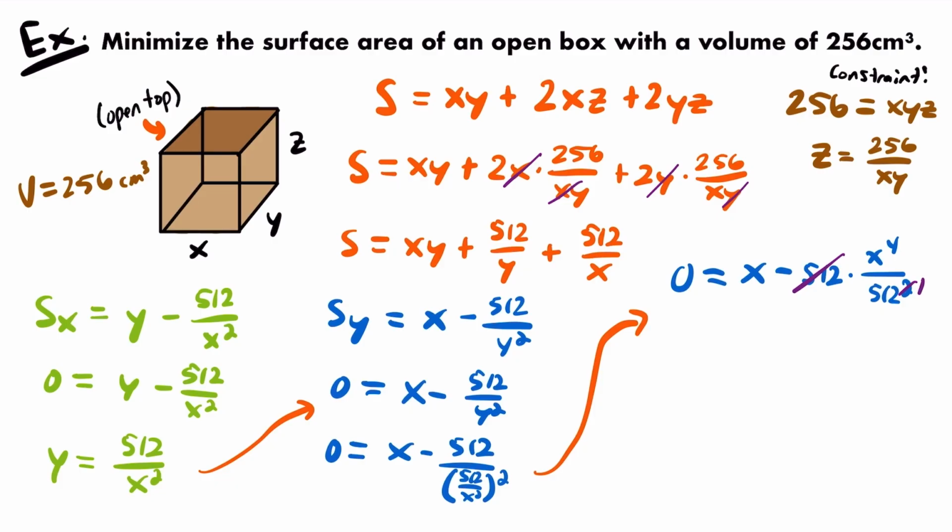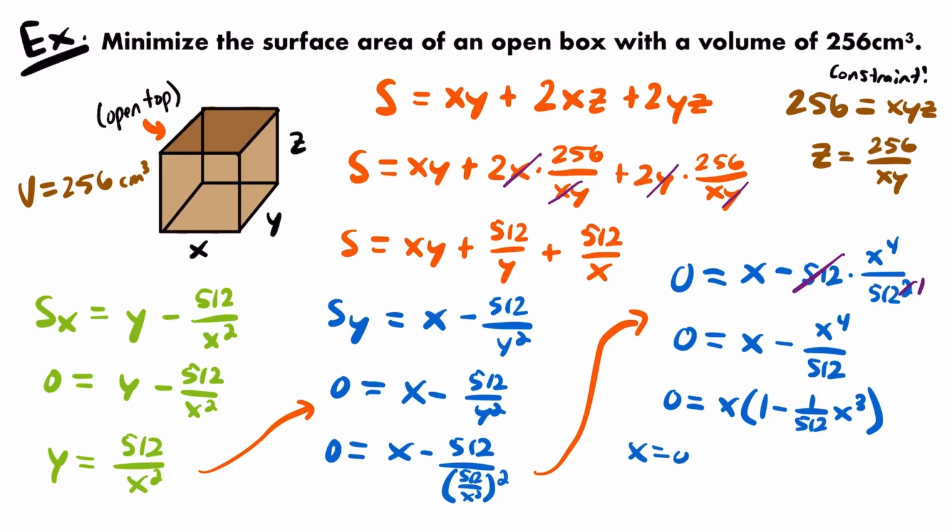Okay, so what we're left with is 0 is equal to x minus x to the power of 4 divided by 512. All right, and now we want to solve for x, and I notice that these two terms have a common factor of x that we can pull out. So we'll get 0 is equal to x times 1 minus 1 divided by 512 times x cubed, and then we can set each of these factors equal to 0. So we'll get x equals 0, and then 1 minus 1 divided by 512 x cubed is equal to 0.